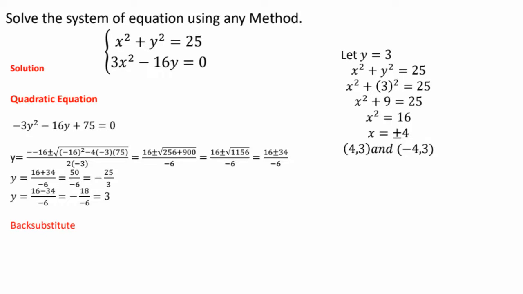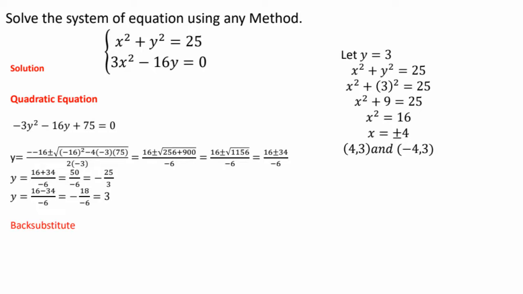Subtract 9 on both sides. We have x squared equals 16. Take the square root of both sides, so I have x equals plus or minus 4. So my solution, when y is equal to 3, is positive 4, 3 and negative 4, 3. These are the points where my parabola is crossing my circle.